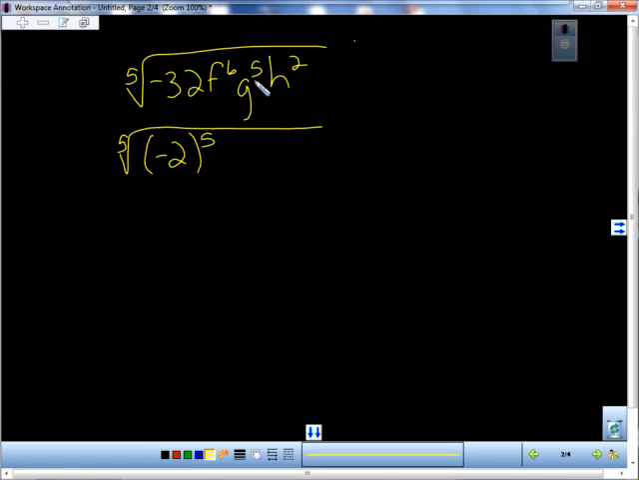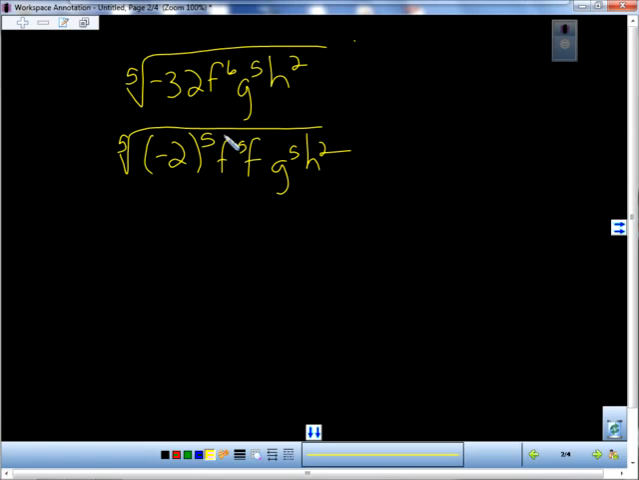Now, f to the 6th, how do I break that up? And g to the 5th is just g to the 5th. And h squared, there's no way for me to break that up. We don't need absolute values because we have an odd root.